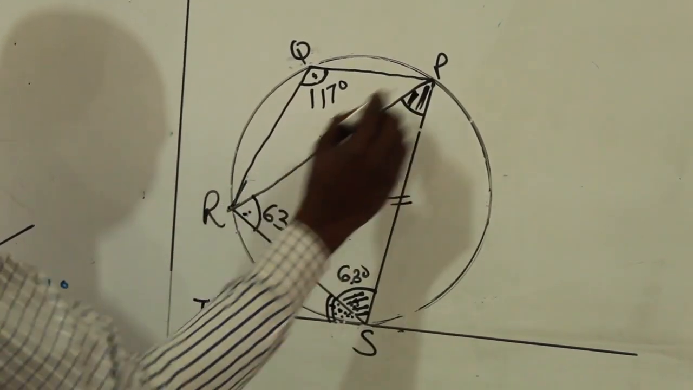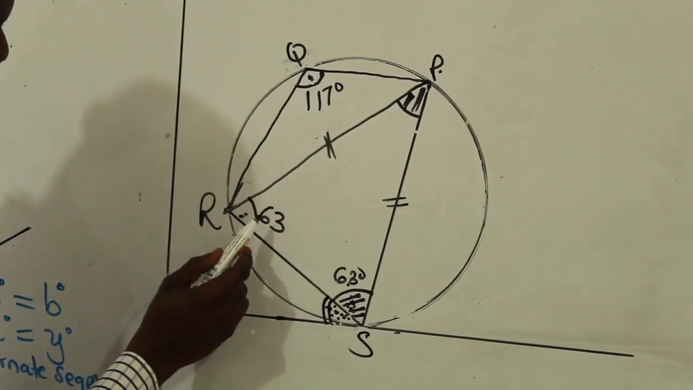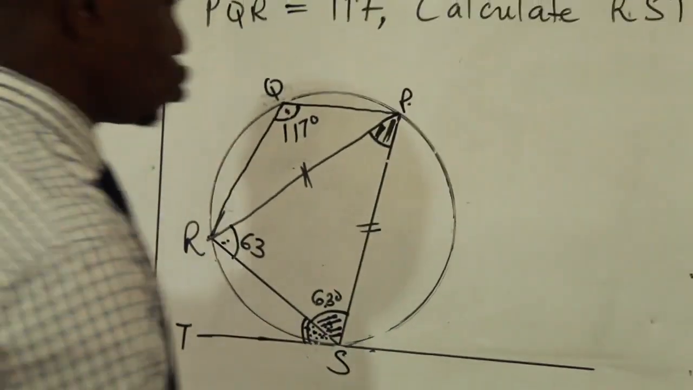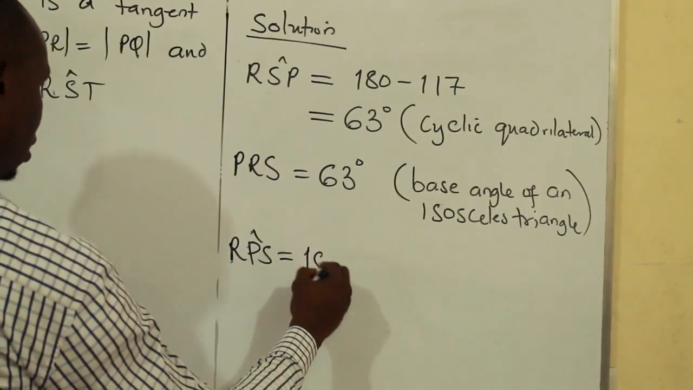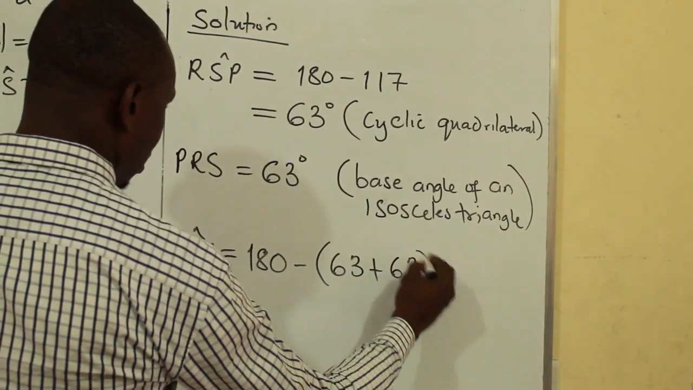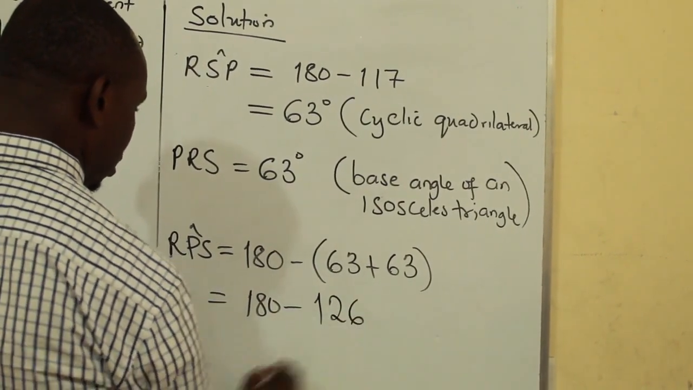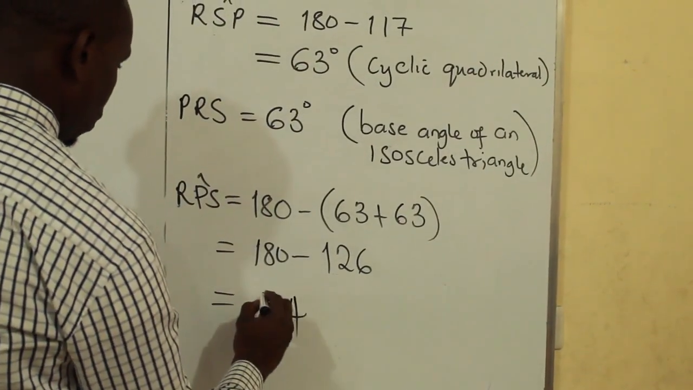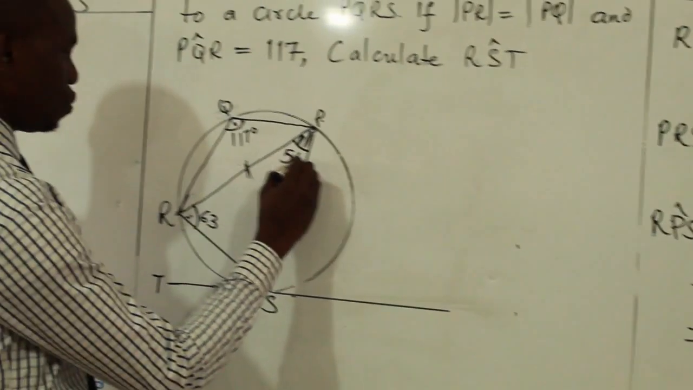So angle RPS can be gotten from subtracting the sum of 63 and 63 from 180. So I write RPS to be equal to 180 minus (63 plus 63). If I do that summation, I'll get 126. 180 minus 126 is 54. So I have found this angle here to be 54.